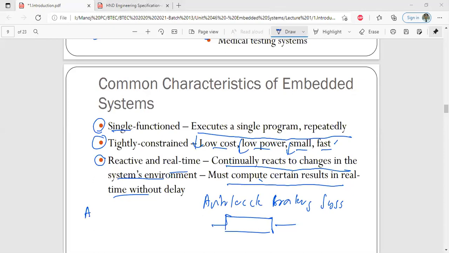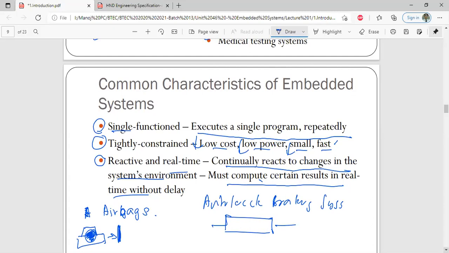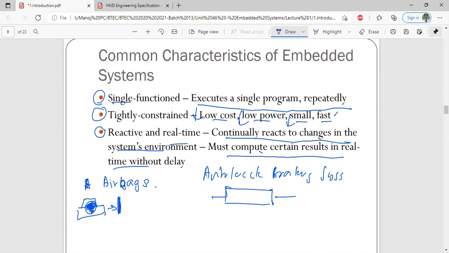Let's say airbags, right? When the vehicle has been hit into a wall, the airbag should pop up immediately. Otherwise, the person who is driving the car and the person in the front seats will be injured, right? When the vehicle hits the wall, it should work within seconds.